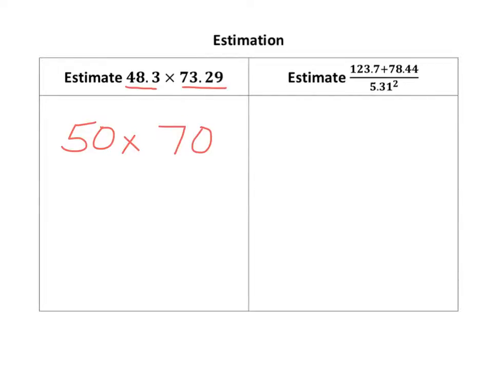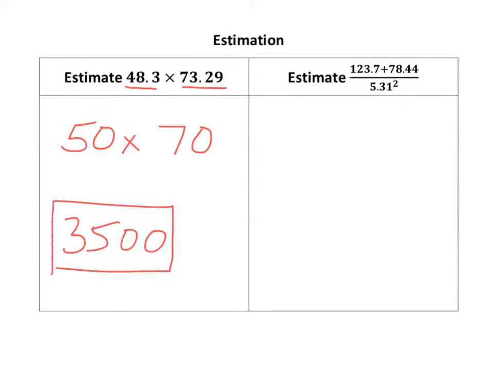Alright, so I just do 5 times 7, which is 35, and then add on the 2 zeros. So my estimation to that is 3,500. Right, the key to this, where you get your marks if it's in a test, is by doing this bit. It's showing what your estimate is.